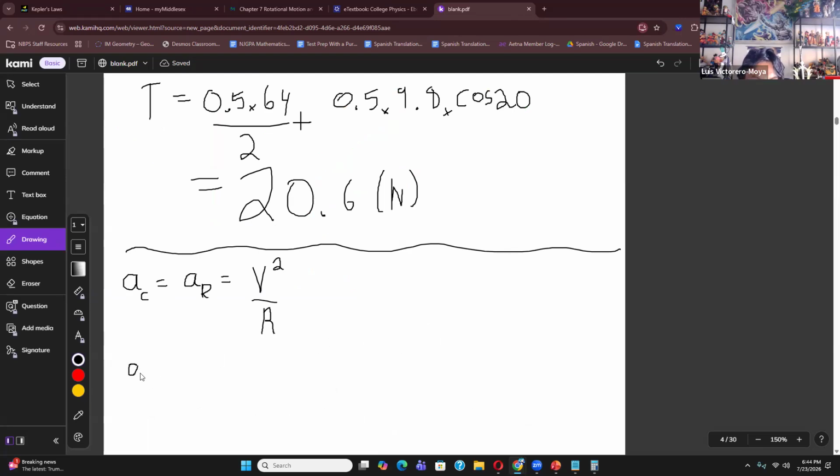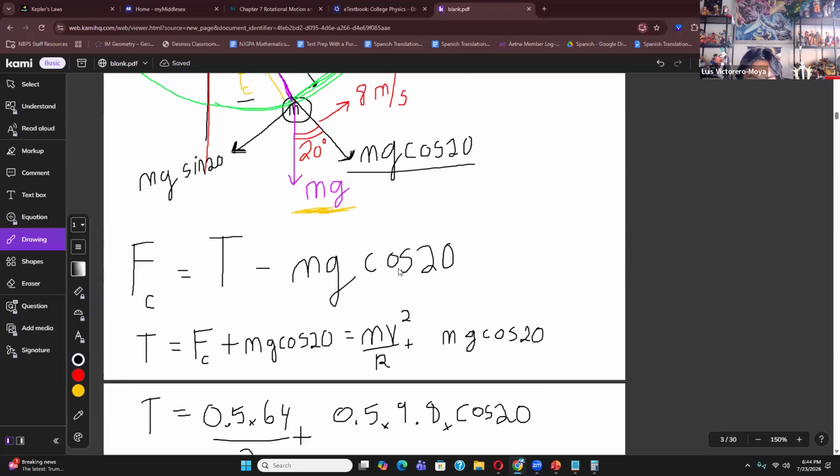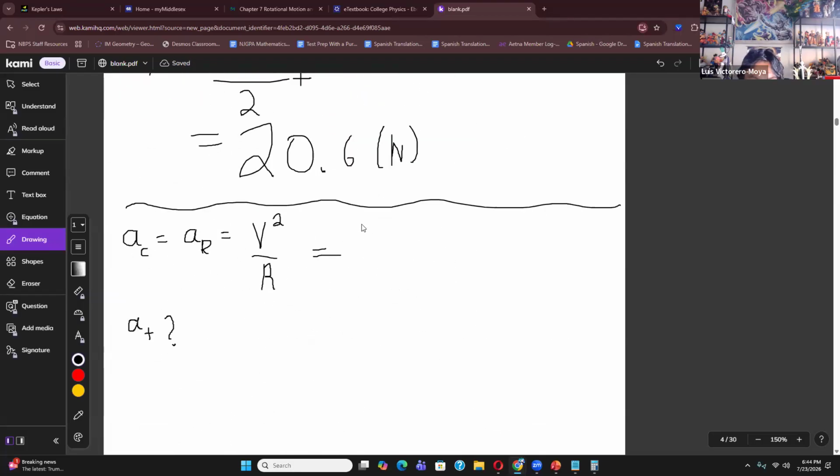The tangential one is a bit tricky. But this one is easy. What's v? 8. So 8 squared, 64, divided by 2, that's 32. So that's easy for the centripetal. Is that clear so far? Yeah, okay. What about the tangential acceleration?